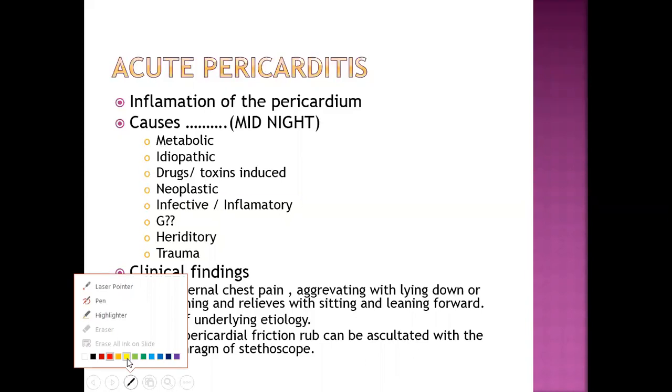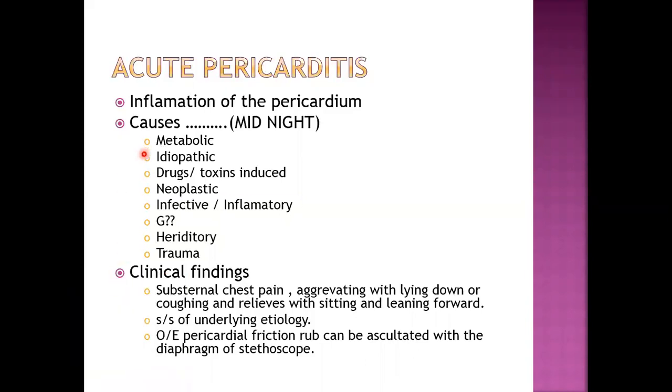The I stands for idiopathic causes, and by idiopathic we mean the etiology is either unknown, or some of the authors also include the autoimmune inflammatory causes in this category. D stands for drug or toxin-induced causes of pericarditis. N stands for neoplasia, either primary in origin or secondary, that is, metastasized from somewhere else to the pericardium. I stands for infective or inflammatory causes, and a virus, Coxsackie B virus, is notorious for causing acute pericarditis. G stands for genetic and hereditary causes, and T stands for trauma, which may be either blunt trauma, or penetrating or perforating trauma.